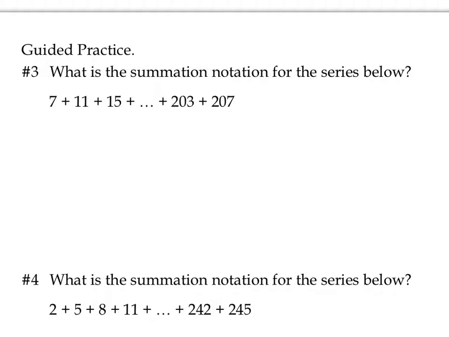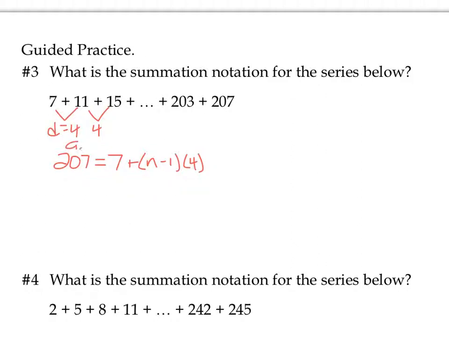So to start this, we're going to figure out the common difference. We can see that the common difference is 4. We're adding 4 each time. So that's our common difference. So we can use that to find the number of terms. So our final term in this is 207. That's going to equal the first term plus n minus 1 times the common difference. This is from our arithmetic sequences lesson, right?